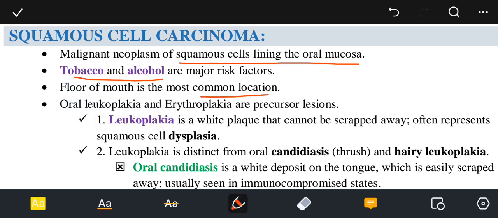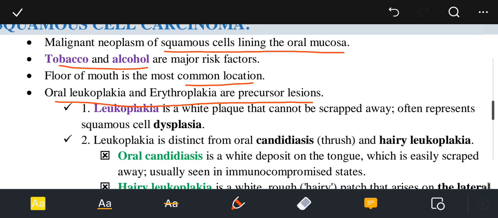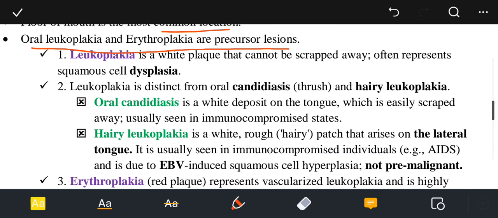Oral leukoplakia and erythroplakia are the precursor lesions. What is leukoplakia? Leukoplakia is a white plaque that cannot be scraped away, and it often represents squamous cell dysplasia. Leukoplakia is distinct from oral candidiasis, also called thrush, and hairy leukoplakia.